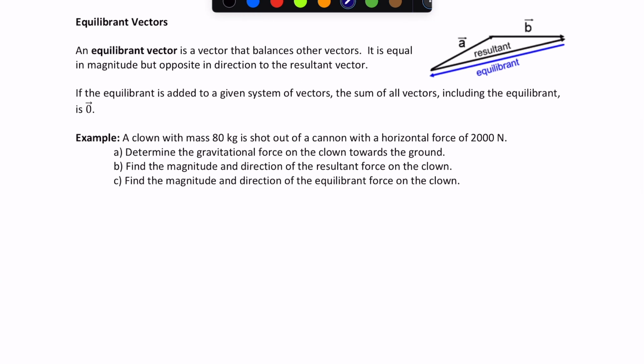So we look at equilibrium vectors. An equilibrium vector is a vector that balances other vectors. It is equal in magnitude, but opposite in direction to the resultant vector. So if the equilibrium is added to the given system of vectors, the sum of all vectors, including the equilibrium, is 0.